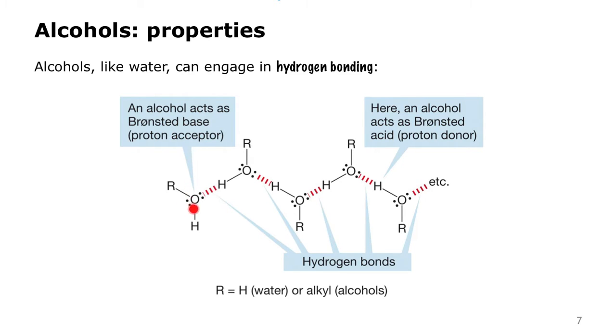Hydrogen bonds typically have bond energies in the range of about 5 kilocalories per mole. That's enough to keep the molecules in contact, but certainly not enough to form a covalent bond.